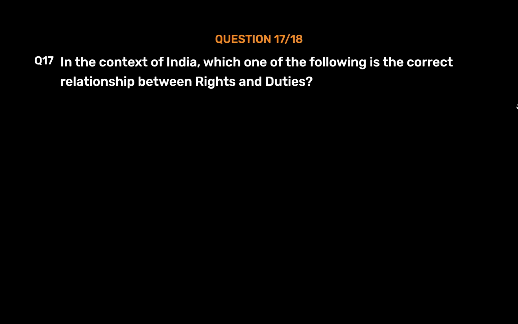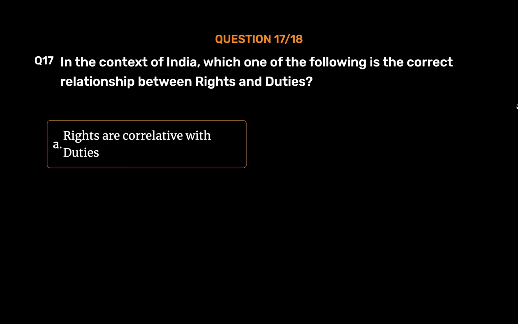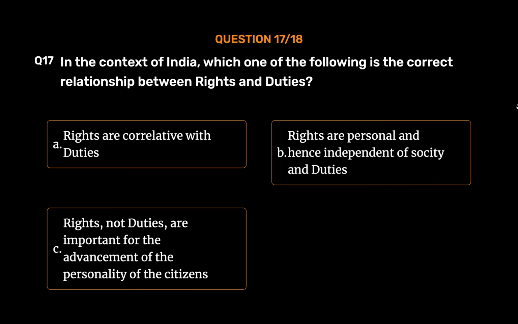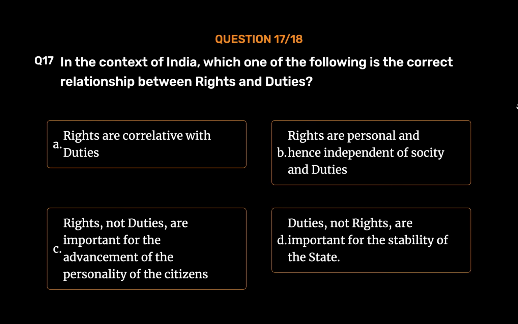Question number 17. In the context of India, which one of the following is the correct relationship between rights and duties? Option A. Rights are correlative with duties. Option B. Rights are personal and hence independent of society and duties. Option C. Rights, not duties, are important for the advancement of the personality of the citizens. Option D. Duties, not rights, are important for the stability of the state. The correct answer is Option A. Rights are correlative with duties.